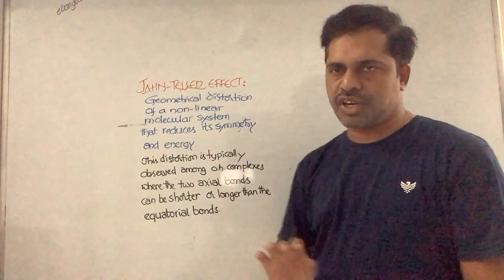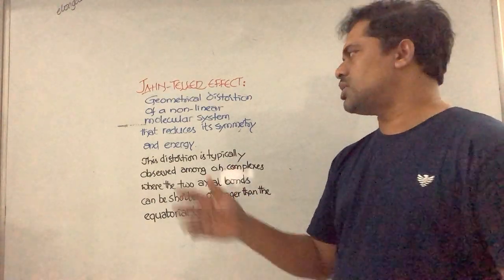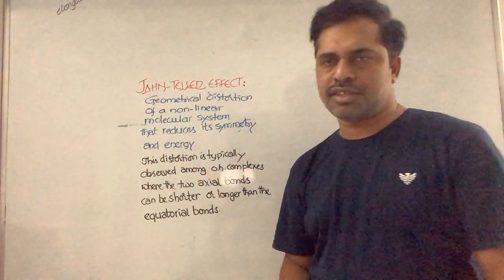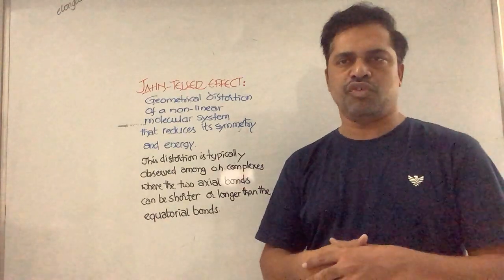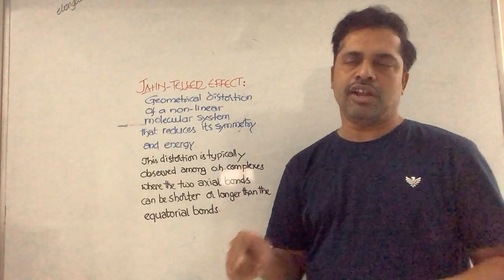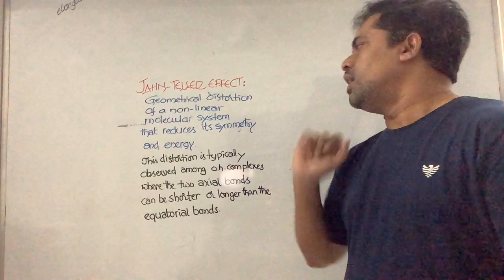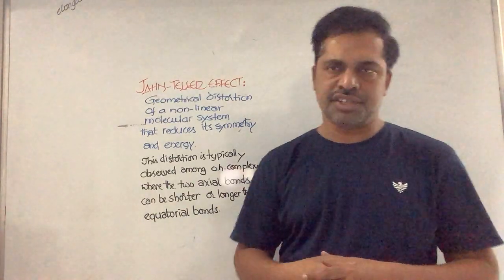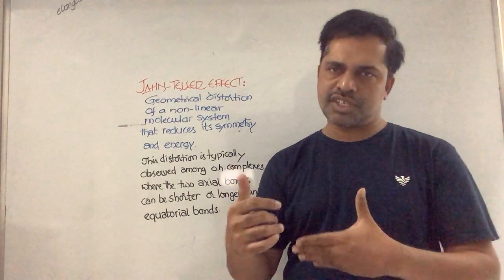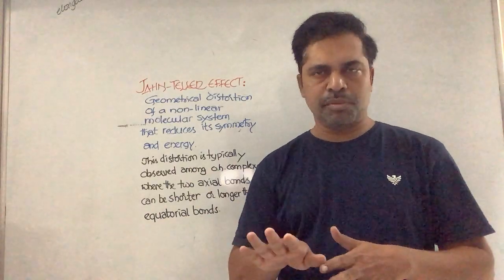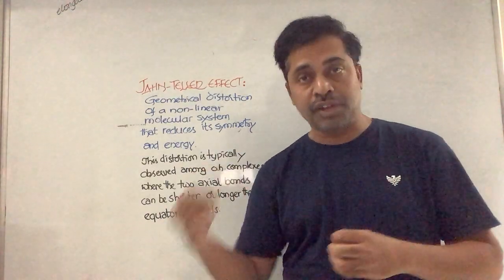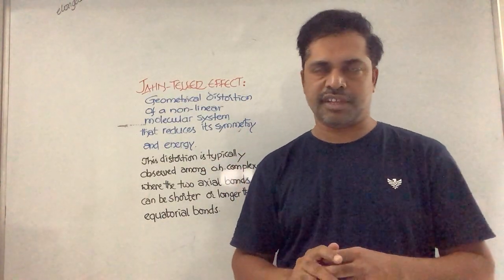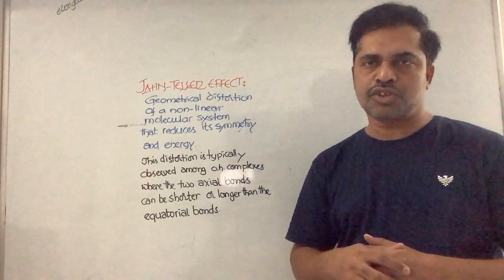The geometrical distortion of a non-linear molecular system. If it is a linear system, there is no question of distortions. So a non-linear system that reduces its symmetry and energy. Because of this distortion, symmetry is going to be reduced. Very interesting thing. And the second thing is energy is also going to be reduced.